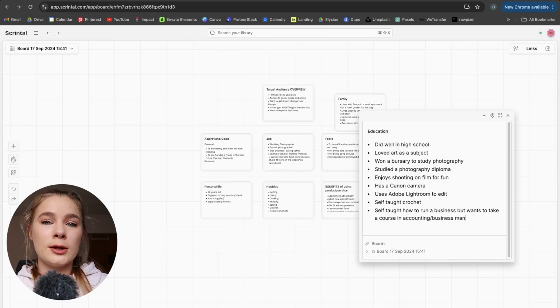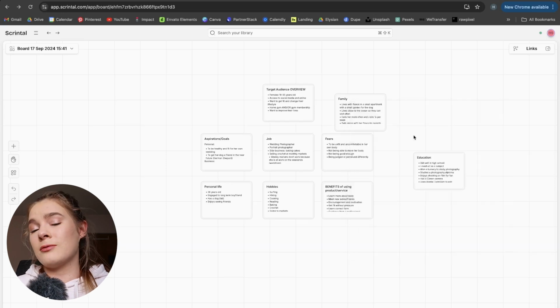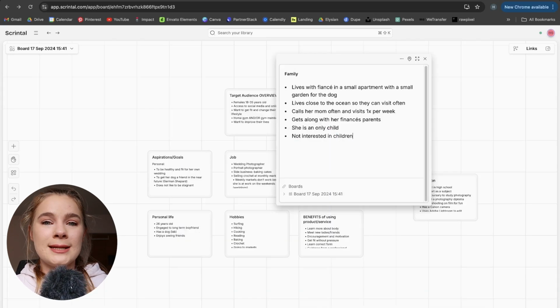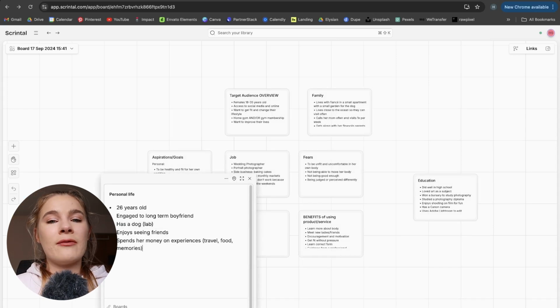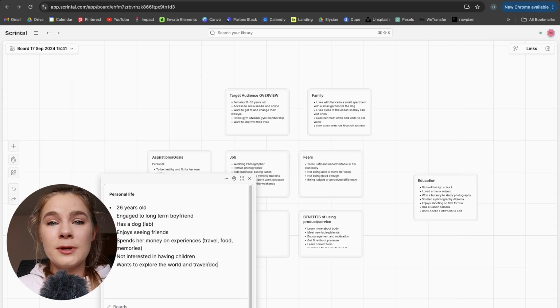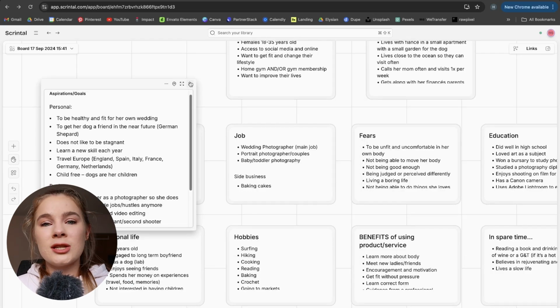She lives with her fiance, they live by the beach, so she likes to go surfing and walking on the promenade. In her free time, she likes to hang out with her friends, go to local market, drink G&Ts and wine. She works to live and she doesn't live to work. She enjoys having free time, downtime, relaxing and being stress-free. She has a side business where she bakes cakes and sells crochet at a local market. She doesn't like to have a boring life.